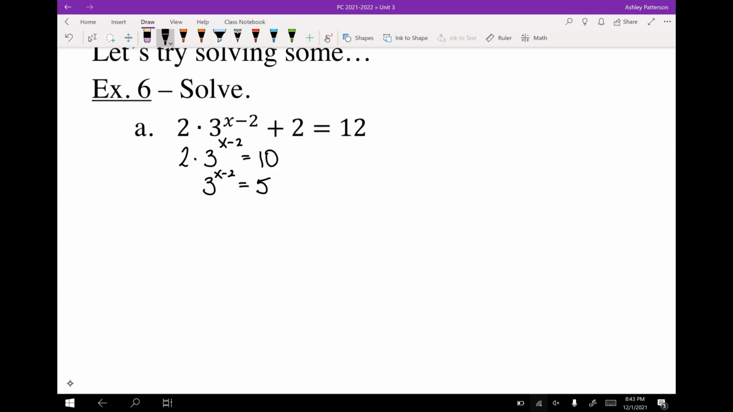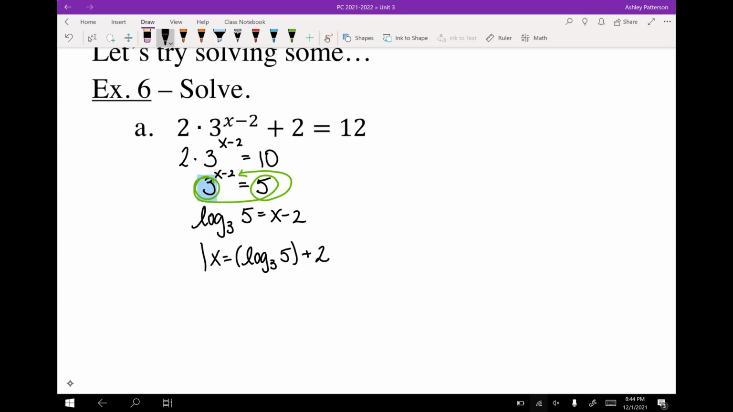Looking at our two bases, 3 and 5, I can't get 5 to somehow be 3. So we're going to have to rewrite this in logarithmic form. Our base is 3. We're going to get the log base 3 of 5 equal to x minus 2. Again, the base, the exponent, the answer. Base, answer, exponent. And ultimately what we're trying to do is solve for x. So x is equal to the log base 3 of 5 plus 2.